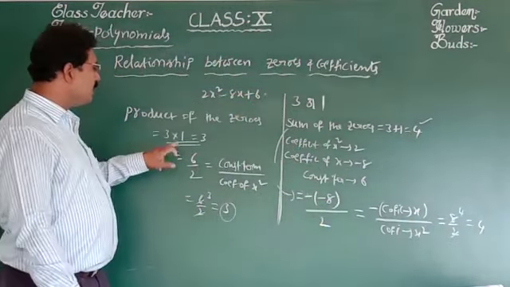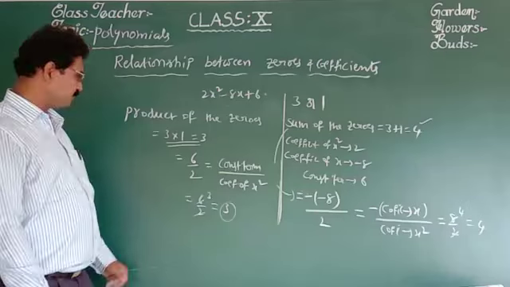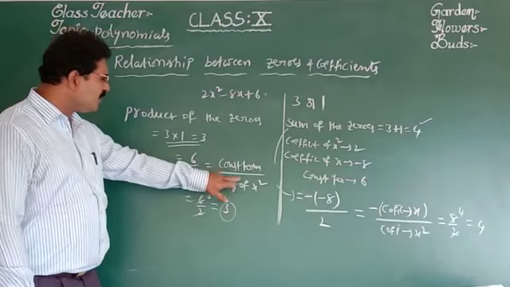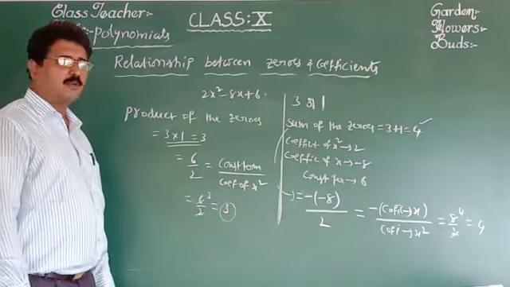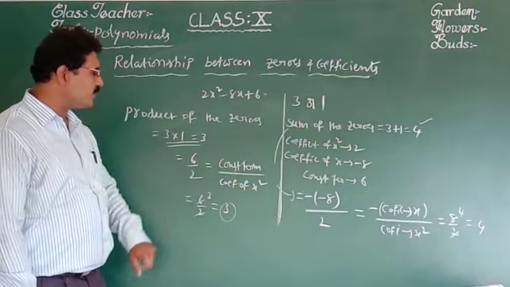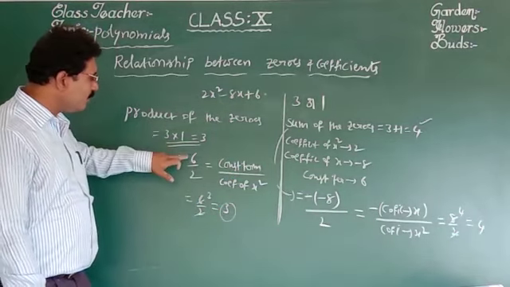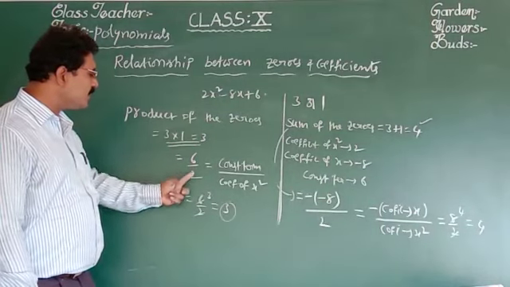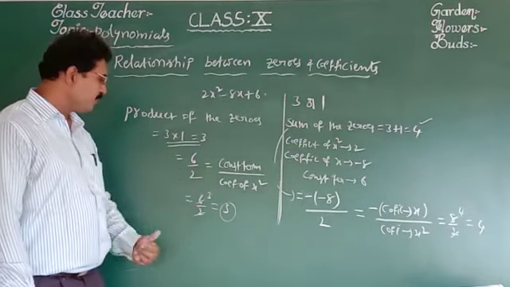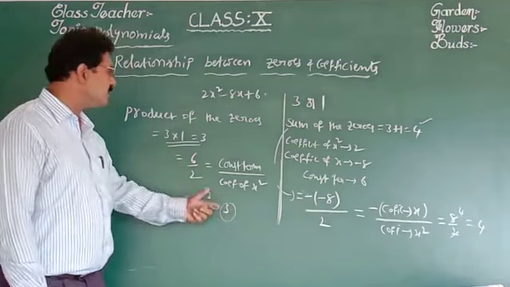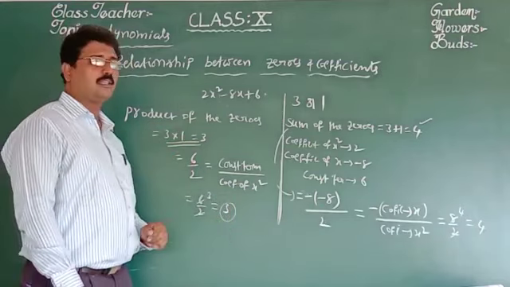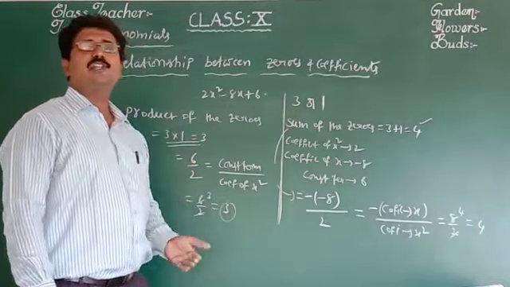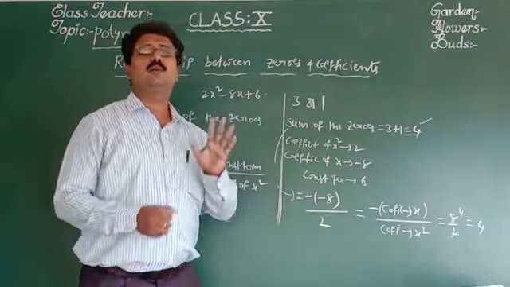Next come to the product of the zeros. 3 into 1 is equal to 3. Now, what is the product of the zeros? Constant term by coefficient of x square. Constant term is 6, coefficient of x square is 2. So 6 by 2 is equal to 3. So 3 is your answer. That's why the product of the zeros is 3. So this is the relationship between zeros and coefficients.